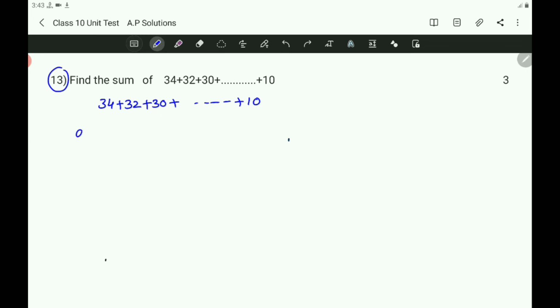So write a equals, a is the first term, that is 34, and d is the common difference, that is a2 minus a1. a2 is 32, a1 is 34. You write 32 minus 34. 32 minus 34 is minus 2. That is, 34 minus 32 is 2, but this 34 is having a negative sign, so d is minus 2. Then you take an equals 10. That is the nth term. Here we have to find out n. After that we have to find the sum S.